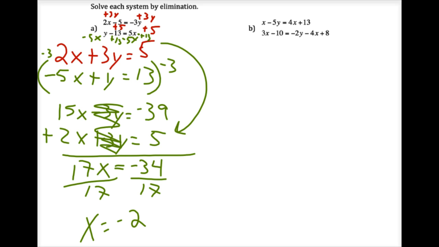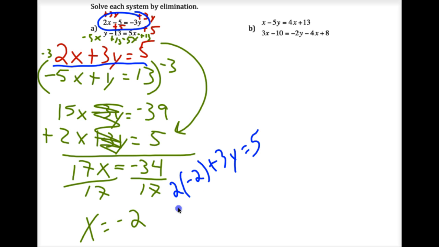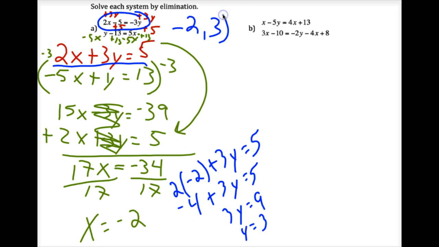So, which one do you want to use, Aaron? The first in standard form. So you want to use this one. So 2 times negative 2 plus 3y equals 5. Negative 4 plus 3y equals 5. 3y equals 9. Is y 3? Yep. Pair them up: negative 2, 3. Okay? So, does everybody understand the whole 4 options? See what y is?